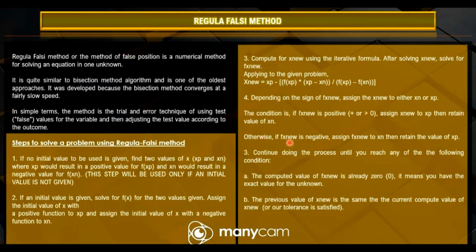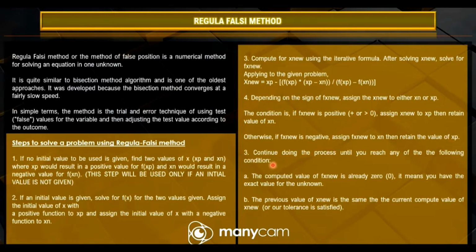Otherwise, if f(x new) is negative, we assign the x new to xn. I misspoke earlier; it should be x new. We assign this to xn, then we retain xp for our next iteration.